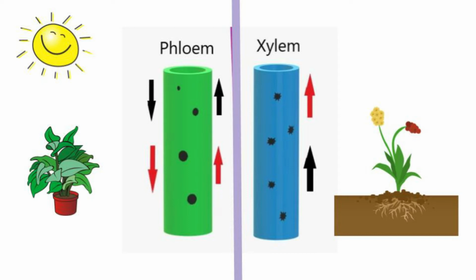Now think of xylem as a river. Rivers only flow in one direction, so the xylem transports water and other minerals from soil through the roots and to the rest of the plant so that photosynthesis can happen.